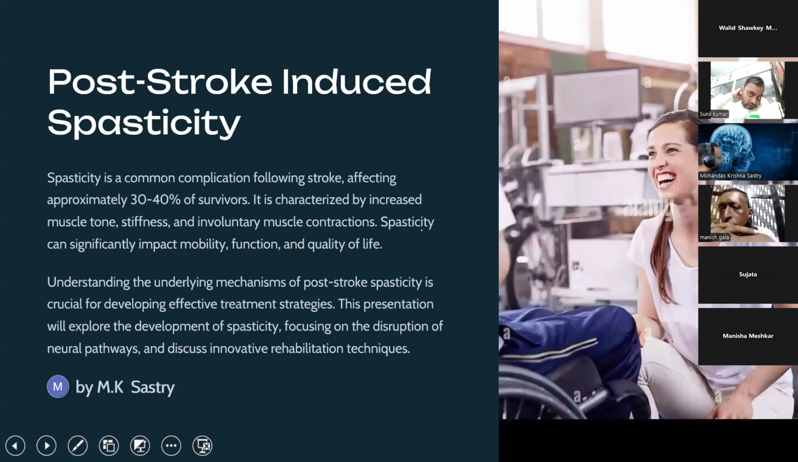So understanding the mechanism of post-stroke spasticity, we understand two factors. What?